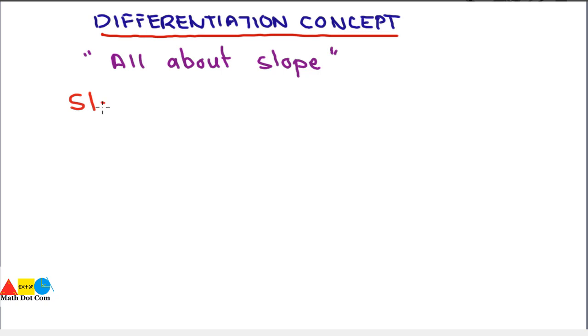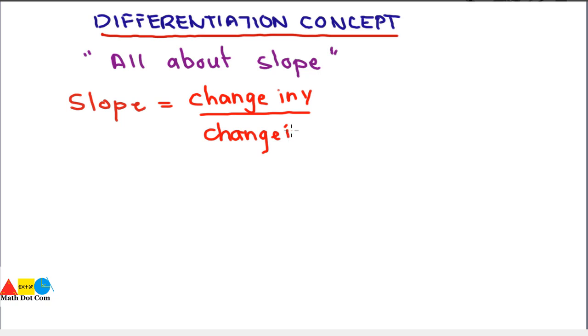Basically, slope is defined as change in y divided by change in x. Now what does it mean? We will discuss it shortly. Currently you just know that this is basically the slope. So we can also write it as delta y over delta x. Now what is this delta? Delta basically represents the change. This is basically the mathematical representation of the slope.